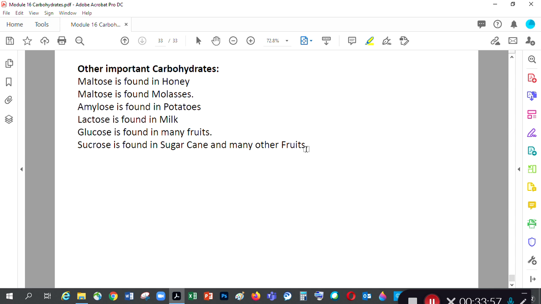You can see the real life carbohydrate can be in our food, and you can see maltose can be found in honey, maltose can be found in molasses, amylose can be found in potatoes, lactose can be found in milk, glucose can be found in many fruits, and sucrose can be found in sugar cane and many other fruits.